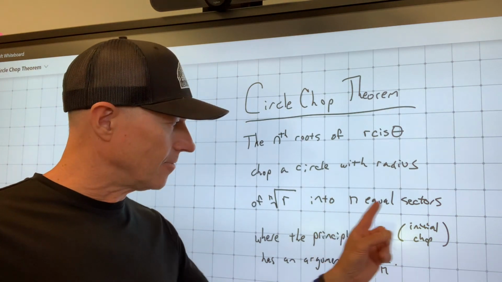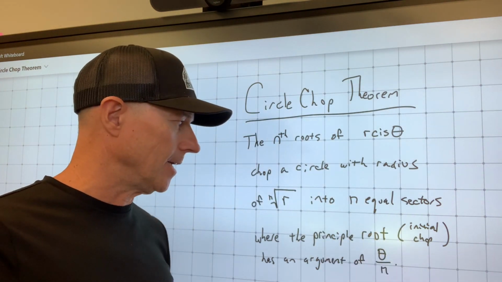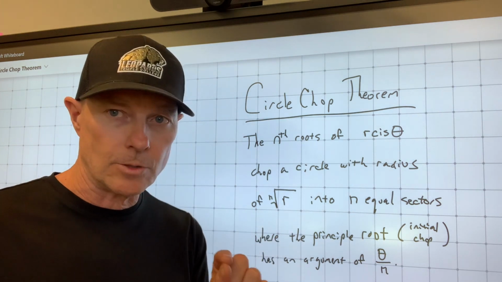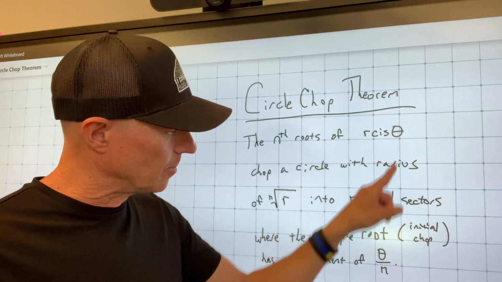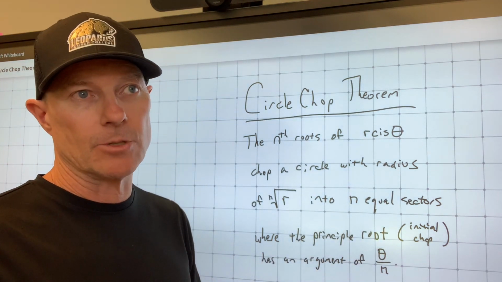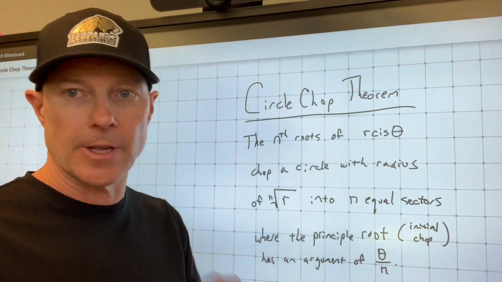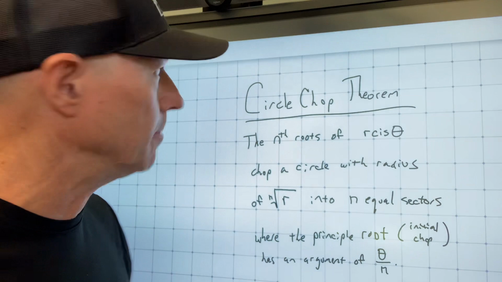Then you're going to divide it into n equal sectors. If you're taking the nth root, you divide it into n equal sectors, and the original or principal root, the initial chop, is going to happen at the argument divided by n. A while ago we were doing 16 whose direction was 0. 0 divided by 4 was 0. That's why the first chop was at 0. Let's do it with a more complicated example.